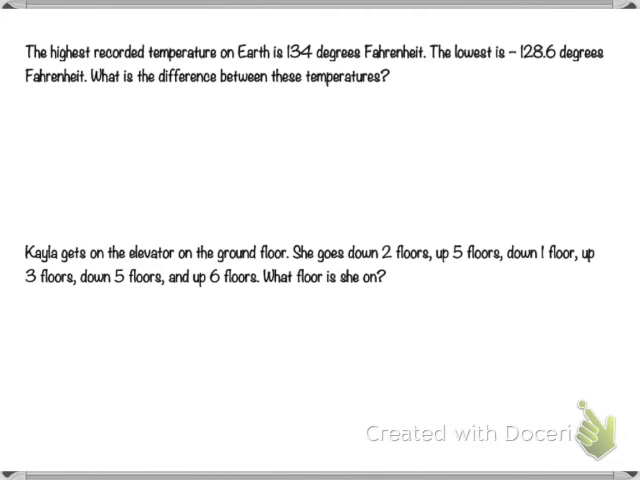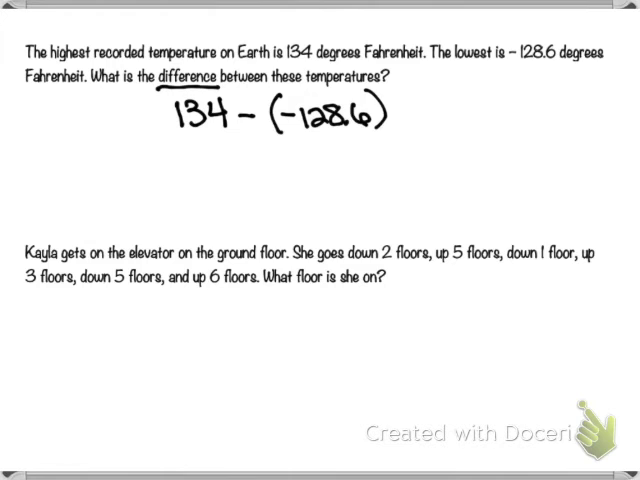The highest recorded temperature on Earth is 134 degrees Fahrenheit. The lowest temperature is negative 128.6 degrees Fahrenheit. What is the difference? I'm not going to either place, but we'll find the difference. 134. Difference means what are we doing? We're subtracting when we find the difference. Minus negative 128.6.